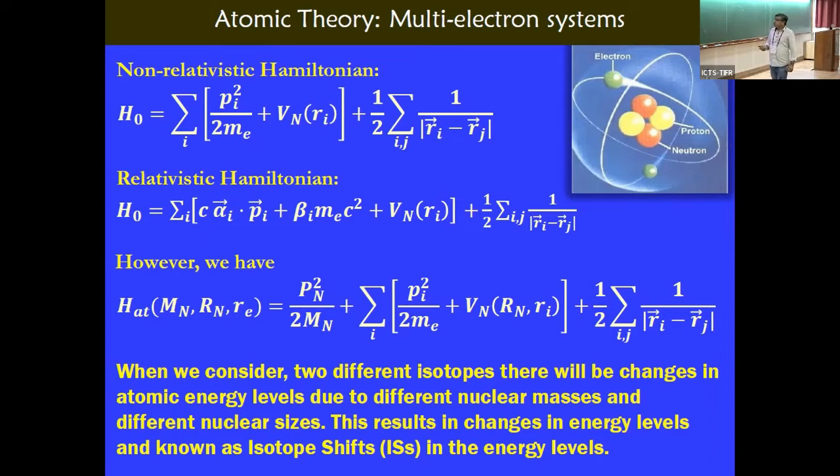So which will be a function of nuclear mass, and then we'll have the nuclear potential, and that also will be a function of nuclear charge radius. So you'll have a different size of nucleus, so this potential will also vary. So this energy change, if you want to find out from one isotope to another isotope, is known as the isotope shift. So the idea is very simple.